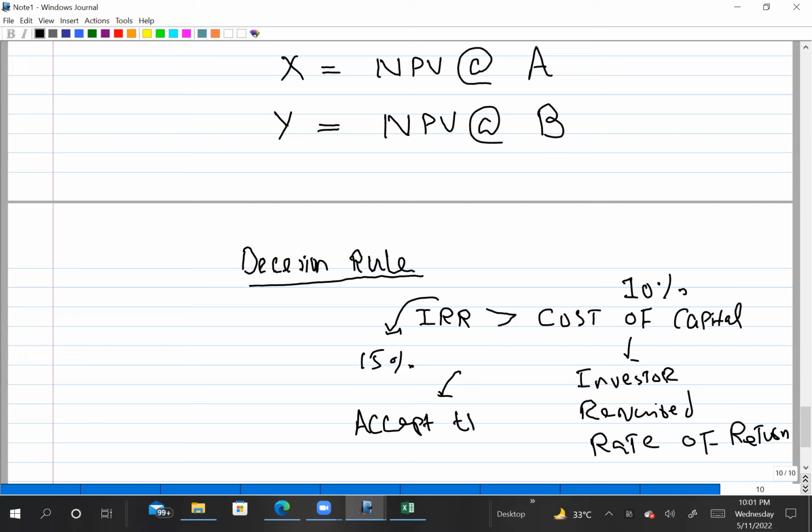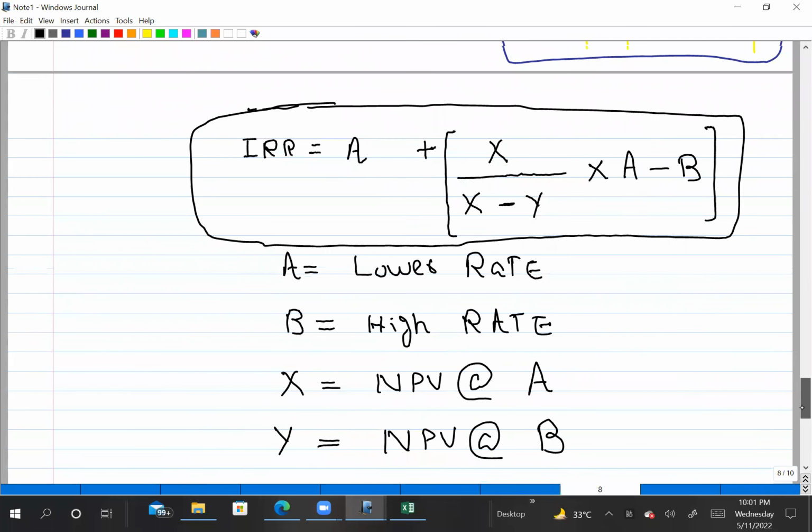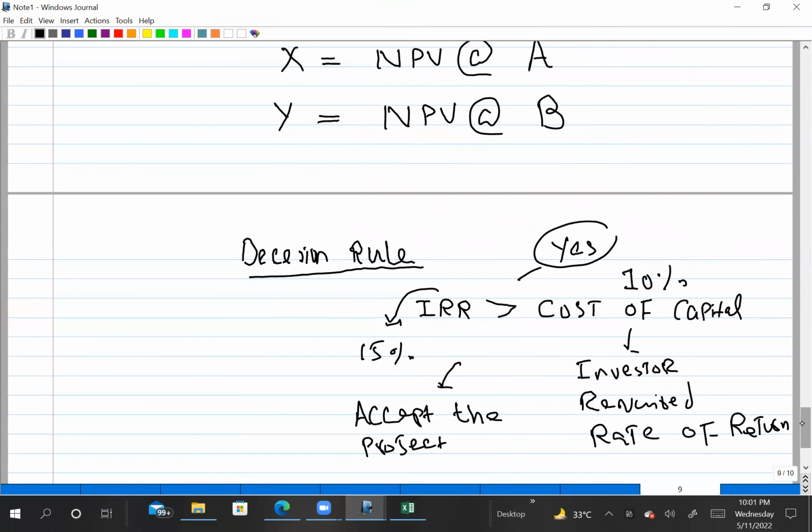We will accept the project. We will say, yes, we should do this project. This project should be done. If the calculated internal rate of return is greater than the required rate of return of the investors or cost of capital of the company, then the project will be accepted. Otherwise, the project will be rejected. Why? What is the logic behind this rule?